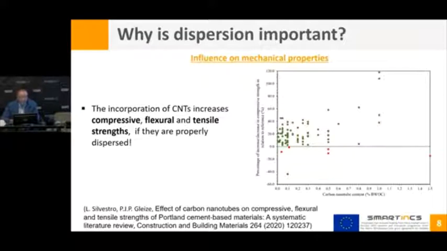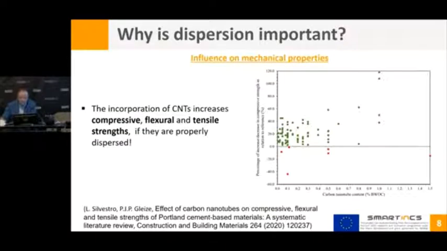Of course, if we disperse these carbon nanotubes, it is to improve the properties of our cementitious systems, and of course we don't want to worsen their properties, otherwise it is not necessary to work so hard for dispersing these materials that are also quite expensive. So of course, if we do this dispersion, we expect to have better results with respect to a system that doesn't contain any carbon nanotubes.